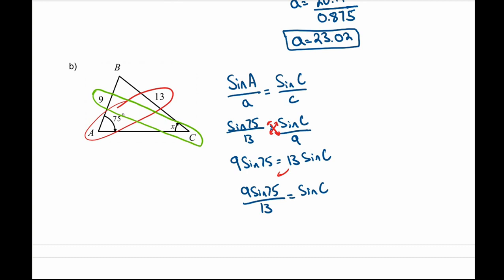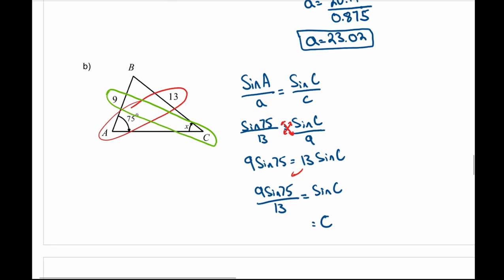And this is somewhat similar to what we would have to do with right angle trig for solving for an angle. If I want to isolate C or get C by itself, I have to move the sine over or cancel it out by doing the inverse. And if I were to do the inverse on one side, I would have to do it to the other. So the sine inverse of this ratio, 9 times sine 75 divided by 13. And that is going to give me my angle.